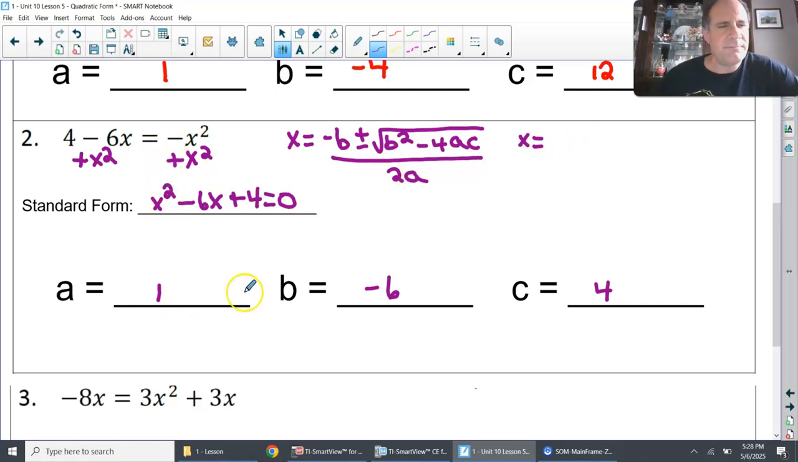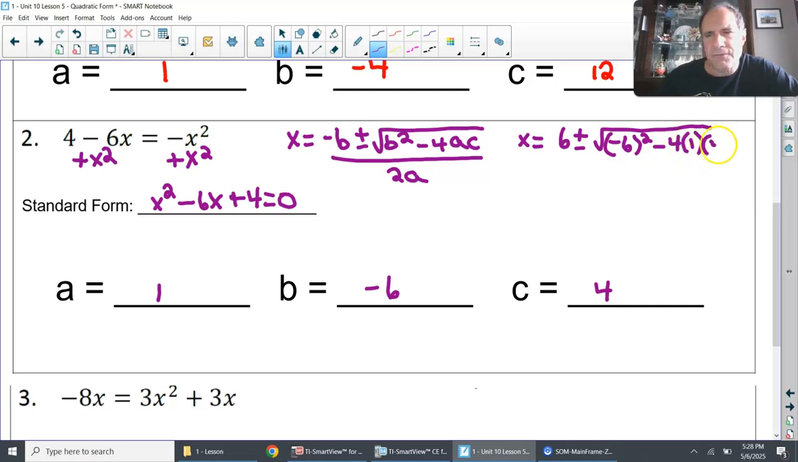X equals negative b, and b is negative 6. I'm just going to put 6 in, all right? If it's negative already and they want to negate a negative, that means it's positive. Negative 6 is positive 6. So hopefully that doesn't mess anybody up there. Plus or minus. And we're going to put the big square root. We're going to have negative 6 squared. Put that in parentheses because the calculator will mess that up. 4 times a, which is 1, times c, which is 4.